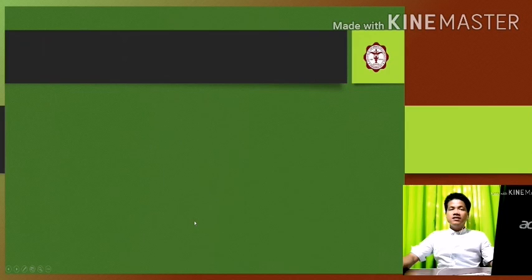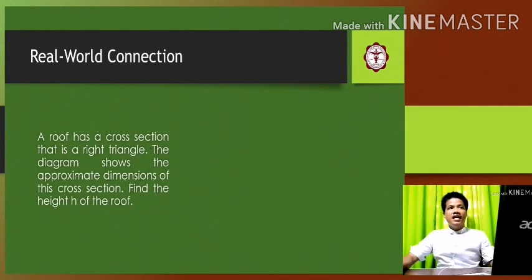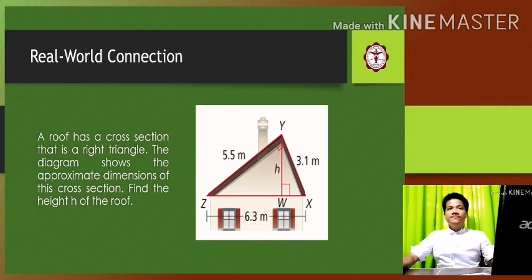In real-world connection, a roof has a cross-section that is a right triangle. The diagram shows the approximate dimensions of this cross-section. Find the height of the roof. So we will have here the diagram of the problem. We need to find the height or the altitude of the roof.